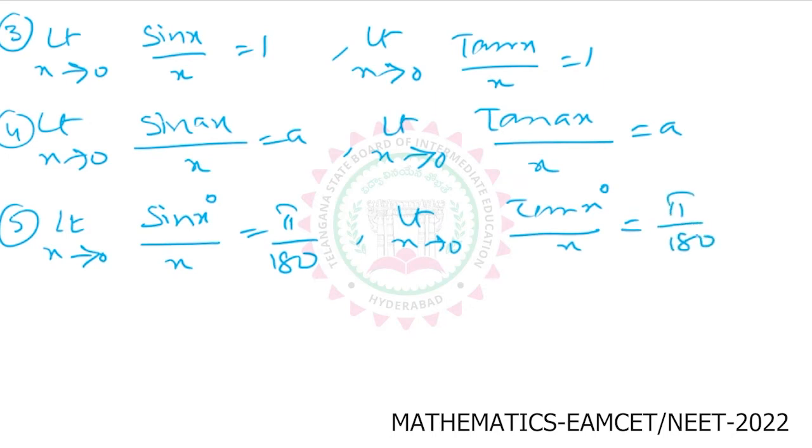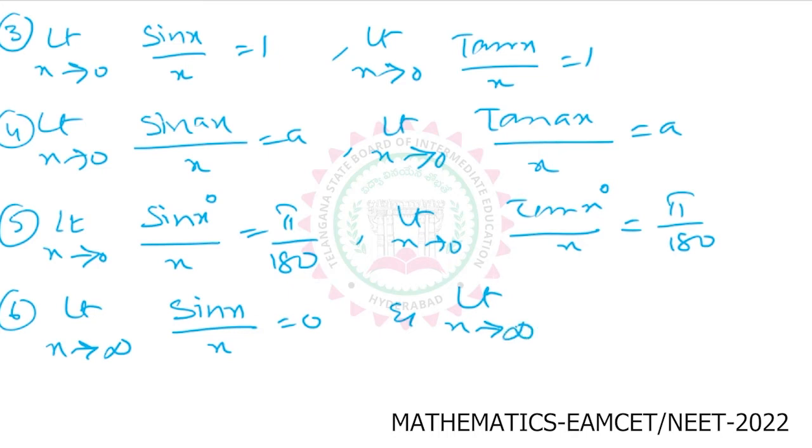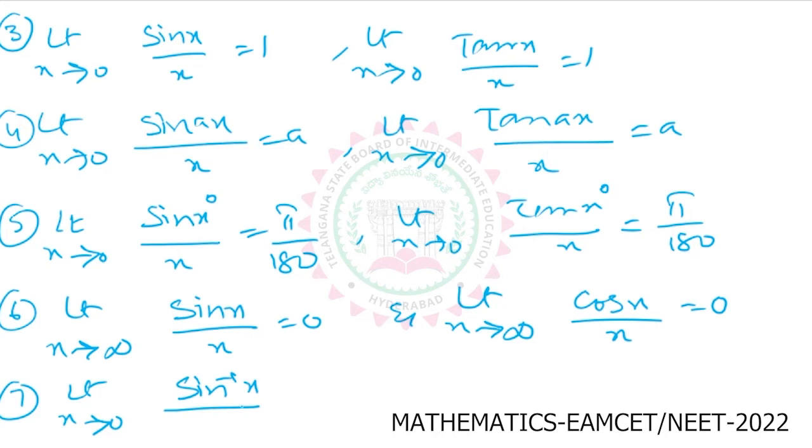Okay. Now limit x tending to infinity, sin x divided by x is equal to 0, and limit x tending to infinity, cos x divided by x is equal to 0. Okay. And next, limit x tending to 0, sin inverse x divided by x is equal to 1, and limit x tending to 0, tan inverse x divided by x is equal to 1.